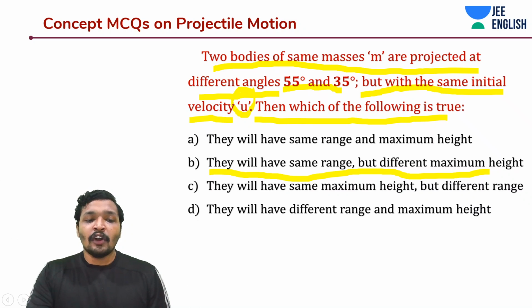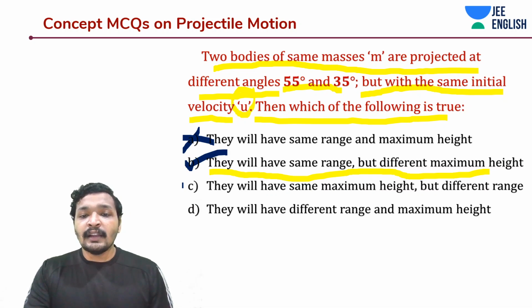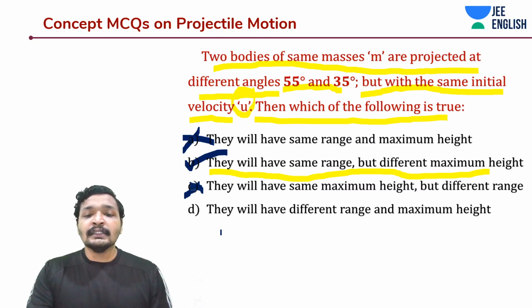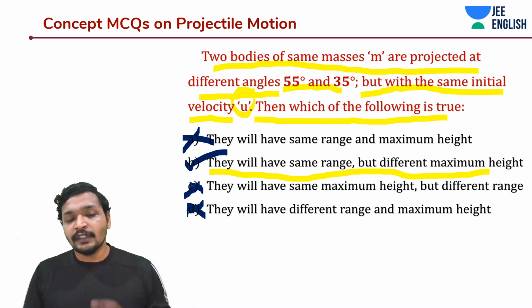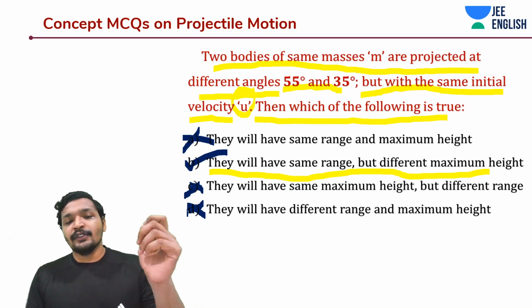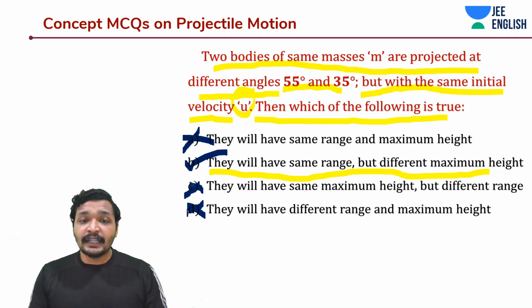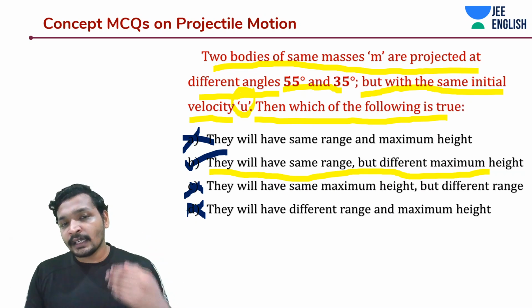So they will have same range and maximum height. This is wrong. Option A is wrong. They will have same range but different maximum height. This is correct. And C, they will have same height but different range. Just to confuse you, it is also wrong. And then they will have different range and different maximum height. This is totally wrong. You know that very well. The third one was to confuse you a little bit. They gave these two options similar so that in the haste of the exam, you will just go for C. But remember this, guys, never ever get tensed during the exam. If you get tensed, even though you know the correct answer, you are losing that question.